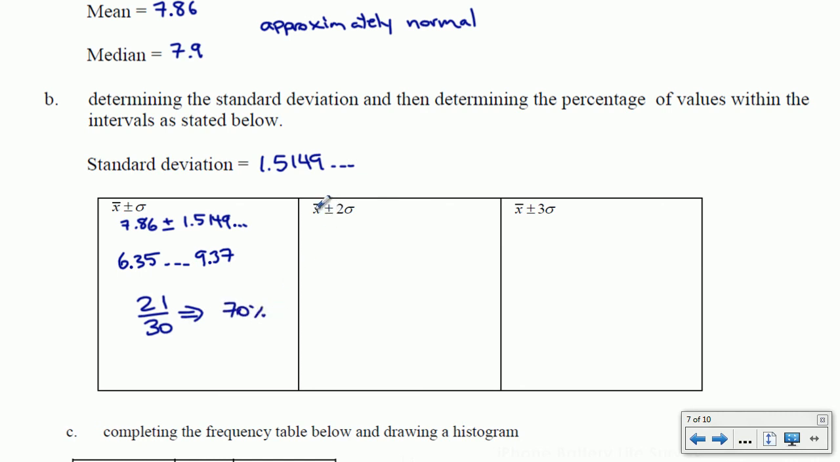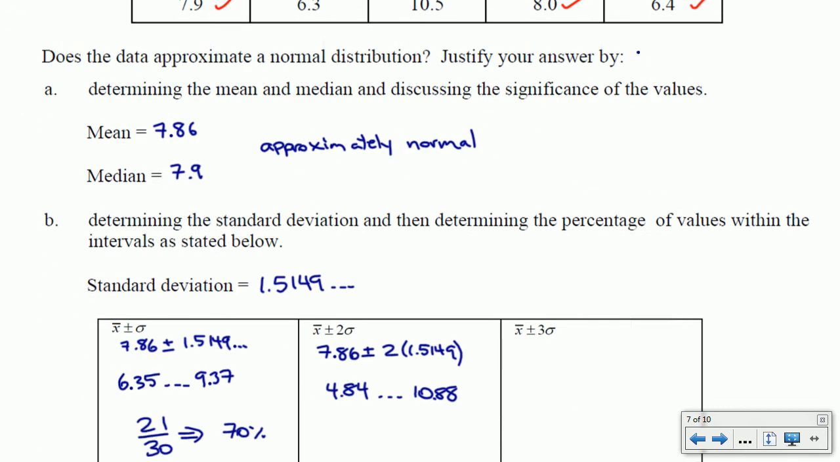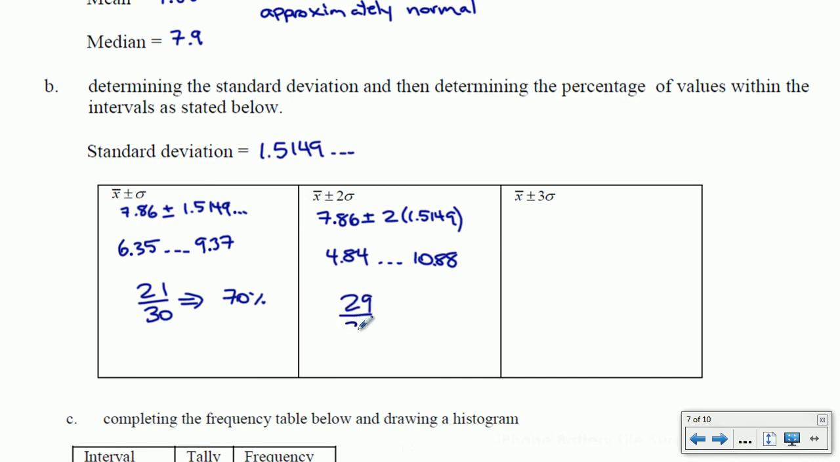We can do the same thing for x bar plus or minus 2 sigma. Again, we start with 7.86 and we add plus or minus 2 standard deviations. The lower limit on this is 4.84 and the upper limit on this is 10.88. So we can take a look at the number of people with phones that last between 4.84 hours and 10.88 hours. You can see it's every phone in the data set except for this one, so 29 out of 30 phones. And 29 out of 30 gives us about 97%.